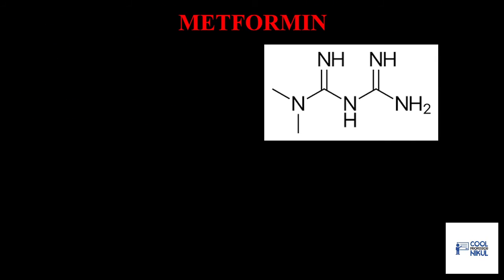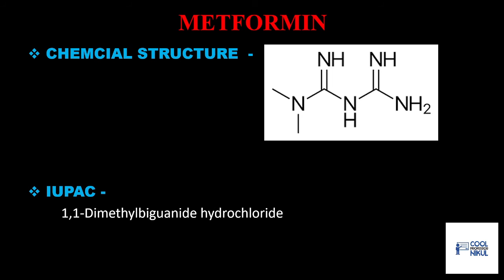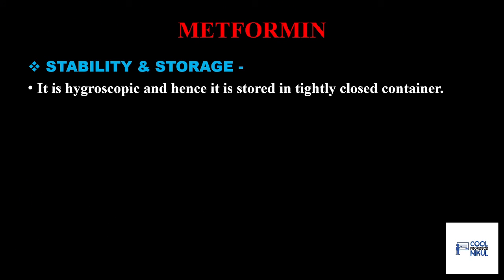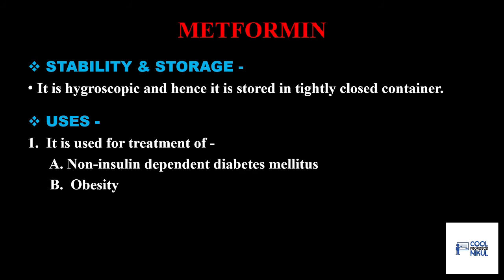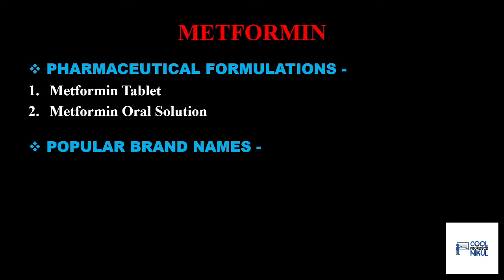Now metformin. This is the structure of metformin, and the IUPAC name is 1,1-dimethyl biguanide hydrochloride. Now the stability and storage: it is hygroscopic, and hence it is stored in a tightly closed container. Uses are, it is used for the treatment of non-insulin dependent diabetes mellitus and obesity. It is available in tablet form and oral solution, while the brand names are Diabex, Diaformin, and Glycomet.